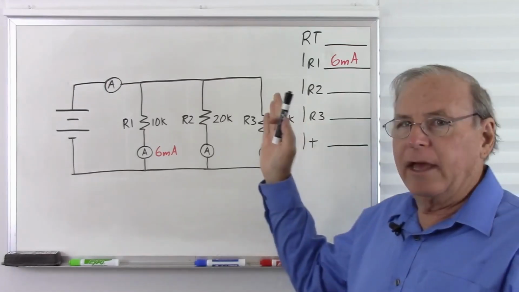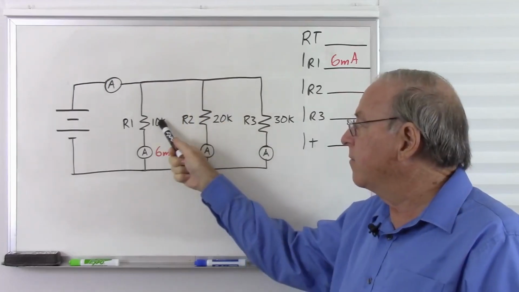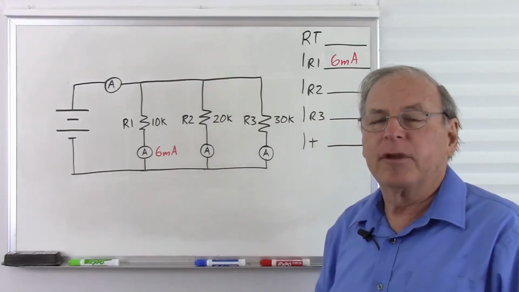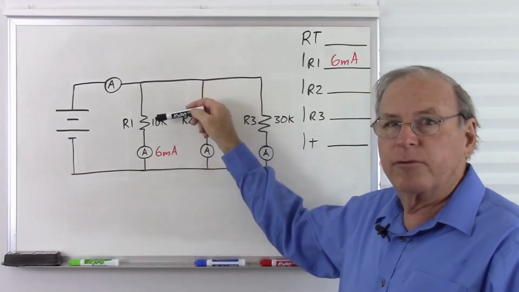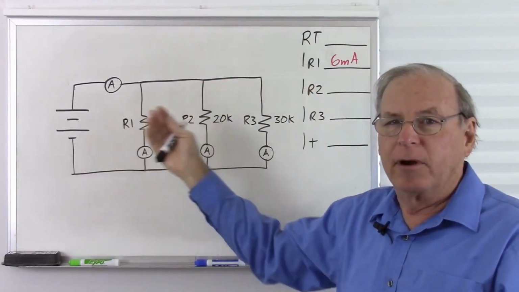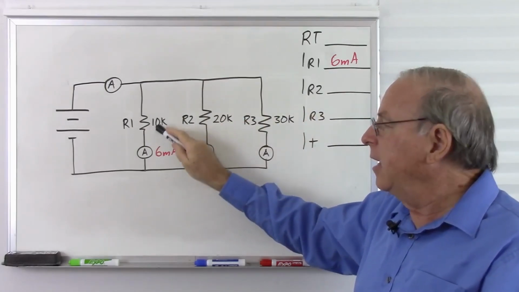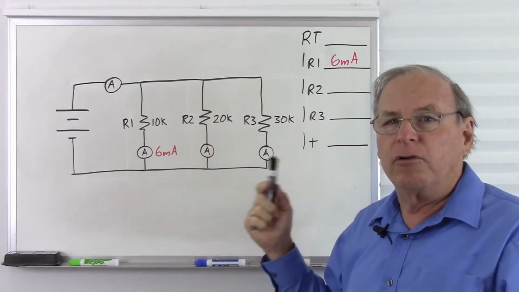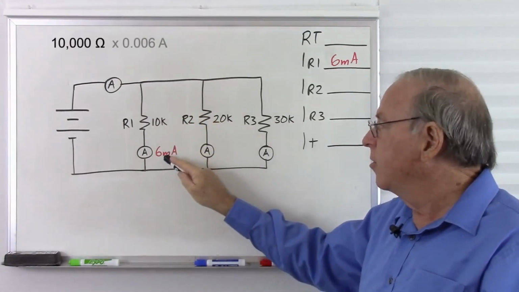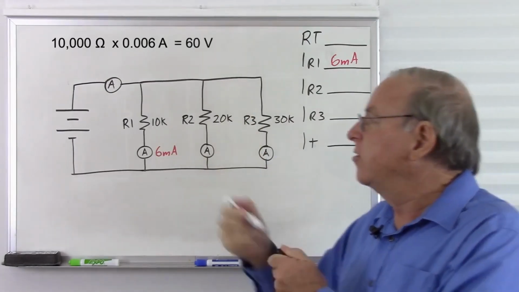First, let's look and find where we have enough information to calculate something. And here we have that here. We have 10K and 6 milliamps. So we can calculate the voltage across this resistor, and once we do that, we have the voltage everywhere in the circuit, because being a parallel circuit, the voltage is the same everywhere. So we have 10K and 6 milliamps. If you don't know your voltage, you multiply. So we multiply 10,000 ohms times 0.006 amps, and that will give us 60 volts.